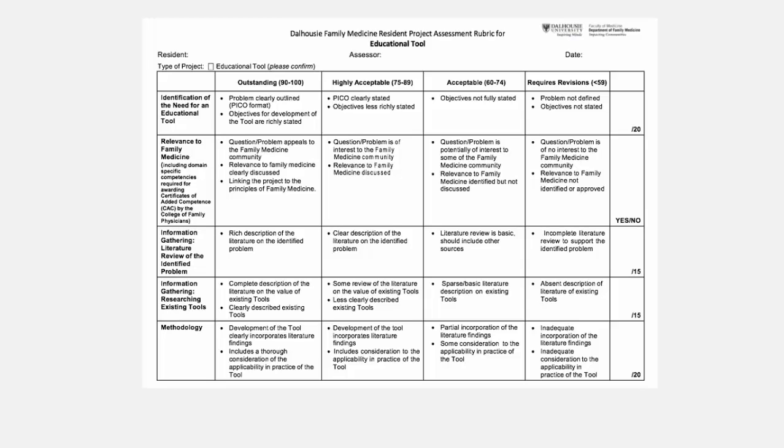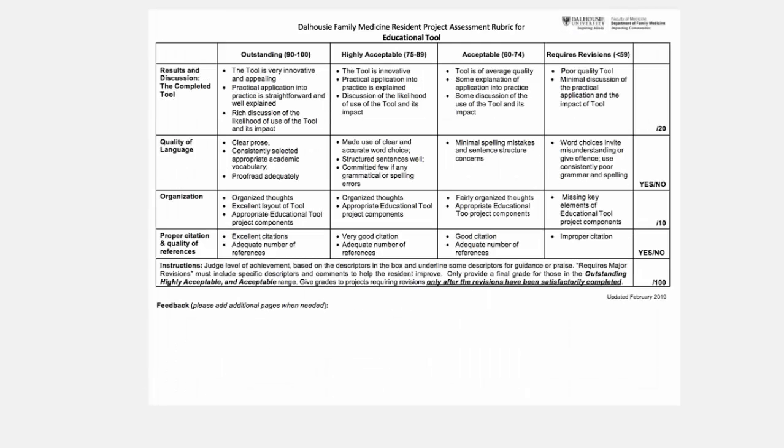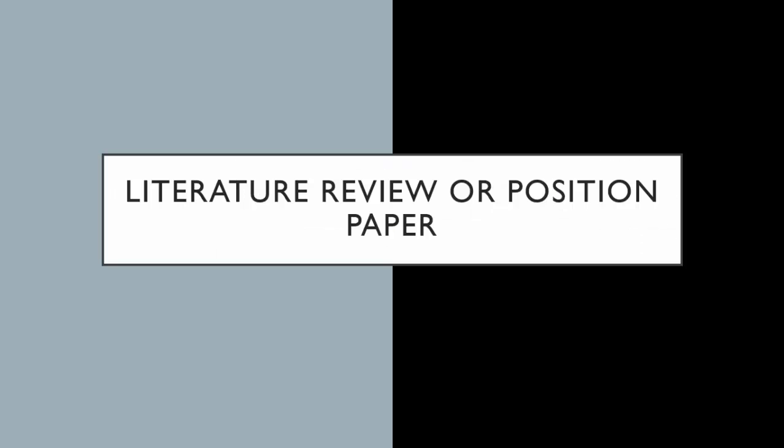Researching the existing tools is marked out of 15. Methodology is marked out of 20. Results and discussion, so the actual completed tool, is marked out of 20. Quality of the language must be a yes. Organization is marked out of 10. And proper citation and quality of references, again, is a yes. So again, there's room for feedback, and a full mark out of 100 with 3 yeses is required.